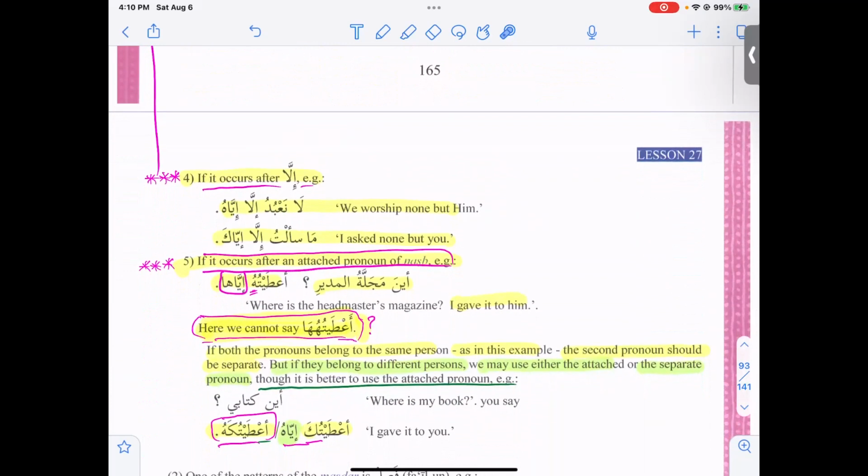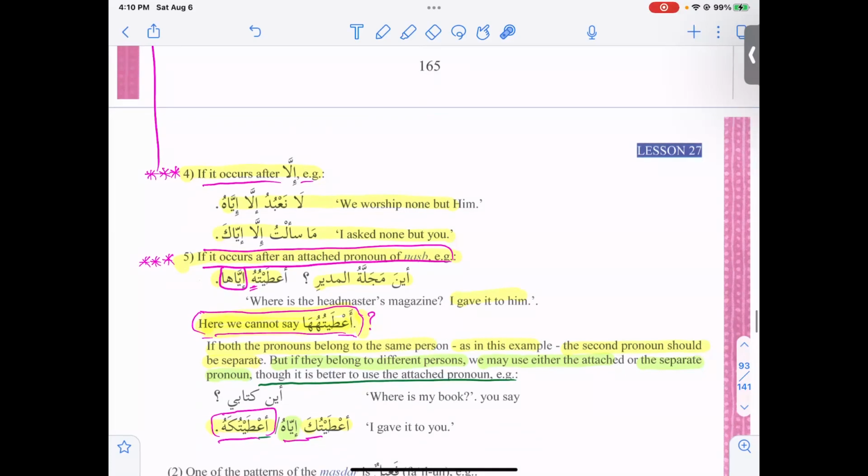Number four, if it occurs after illa: la nabudu illa iyahu, we worship none but Him, Allah. La nabudu illa, we cannot say illahu, no, illa iyahu. Ma saltu illa iyaka, I ask none but you. That is after illa, remember.